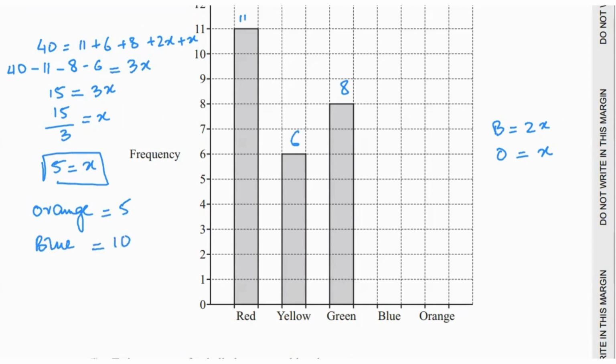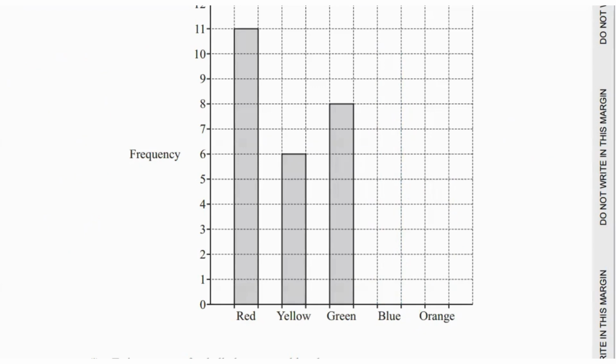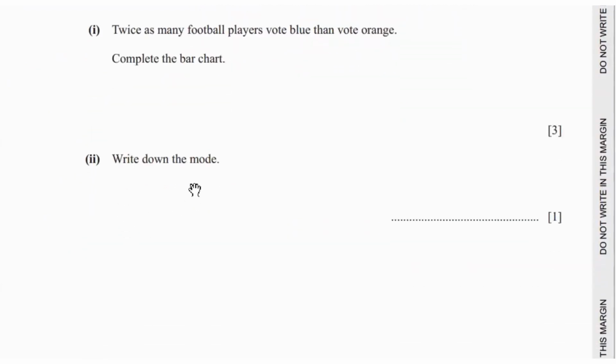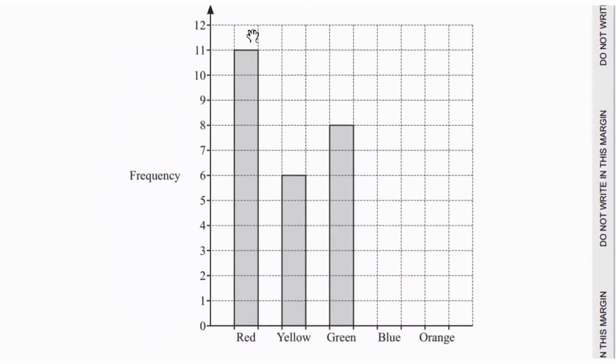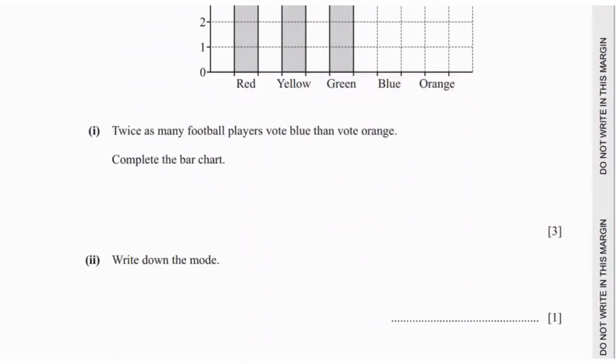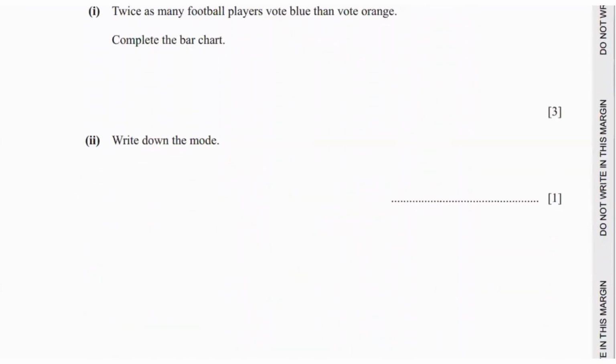So if we draw the bar chart, this is for blue and this is for orange. And it says write down the mode. So mode is basically going to be your highest frequency. As you can see, red is 11, which is the highest. 10 was blue, which is next. And then we had green. So mode is going to be red, which is your highest frequency.